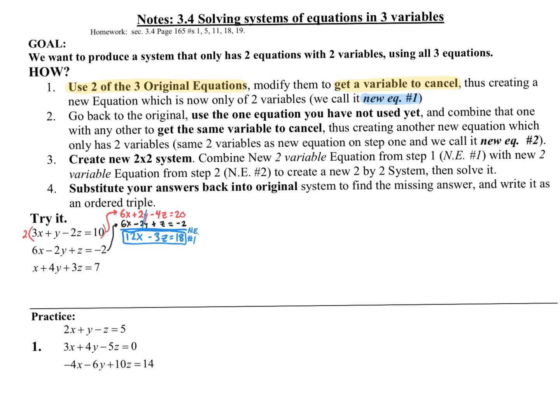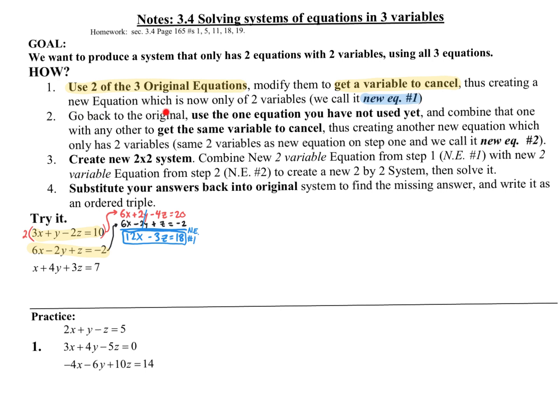Step one on the instructions was to pick two of the three. We picked that one and this one, and we modified it to get a variable to cancel. The y's canceled, and we got this new equation number 1. That's why I did it in blue, and we even labeled it new equation number 1. Let's move on to step 2.